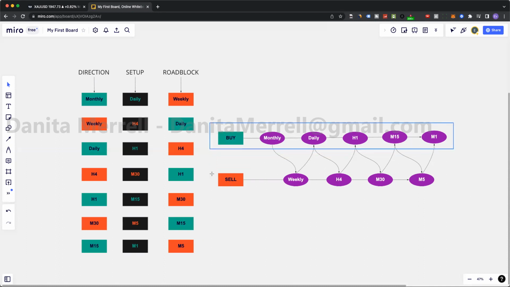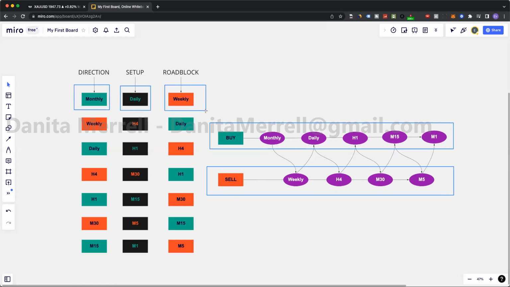Remember, there's two sets of time frames. If this is our buy direction, then these are our sell directions fractally. If we have buys in monthly, then we should see weekly sells. So let's come from here. We have a monthly direction, a daily setup, and a weekly roadblock. Monthly is a weekly roadblock. Weekly is a daily roadblock. We know this. This is what has been taught in Storyline.